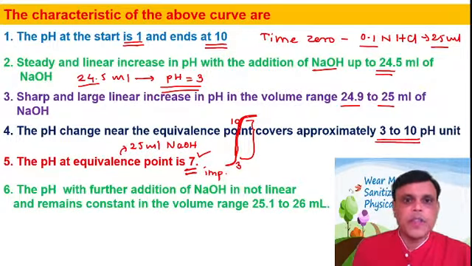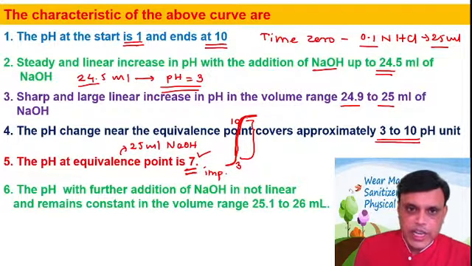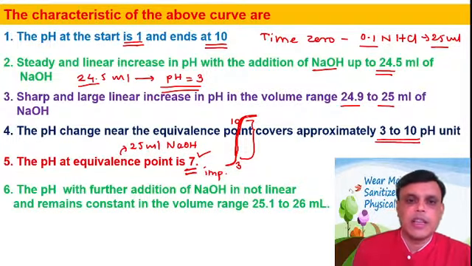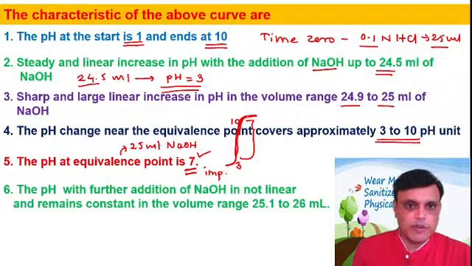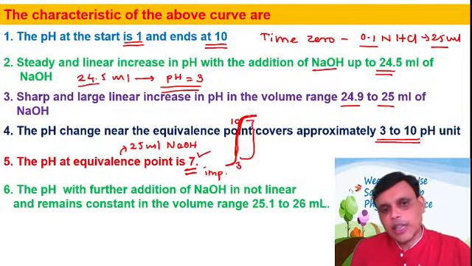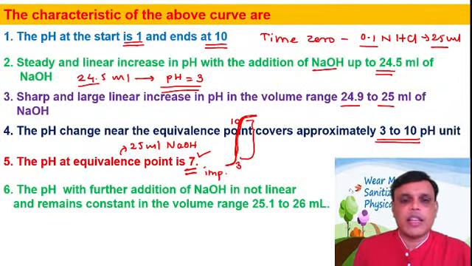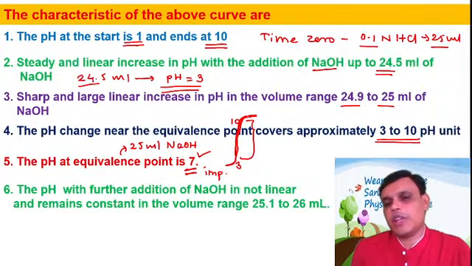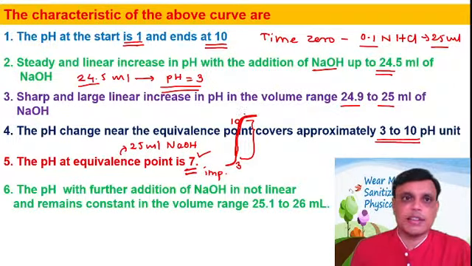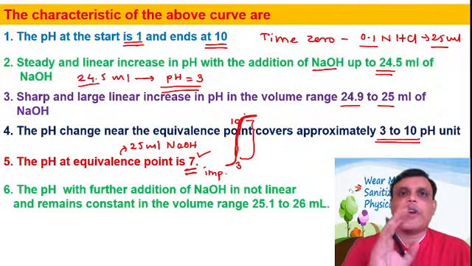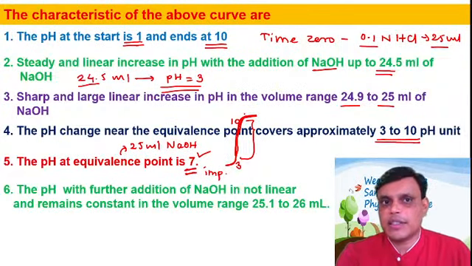Okay. So after the addition of NaOH past the equivalence point, that means after 25 ml NaOH, however much NaOH you have added, there is no further increase in the pH of the solution. So these are some characteristic points of the curve of strong acid and strong base.